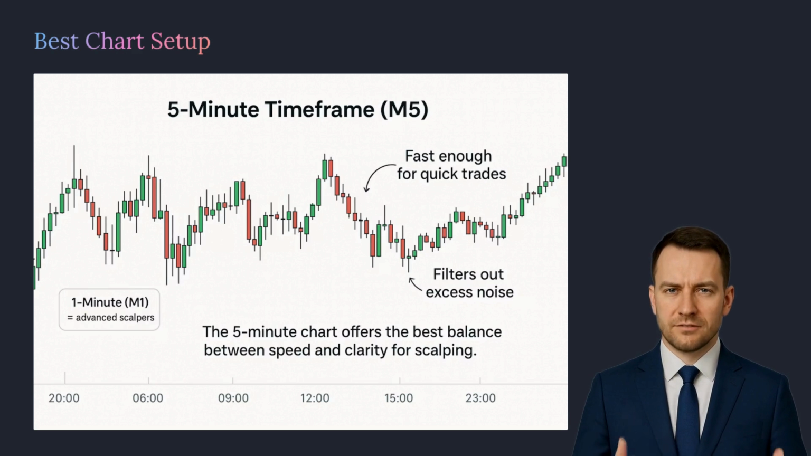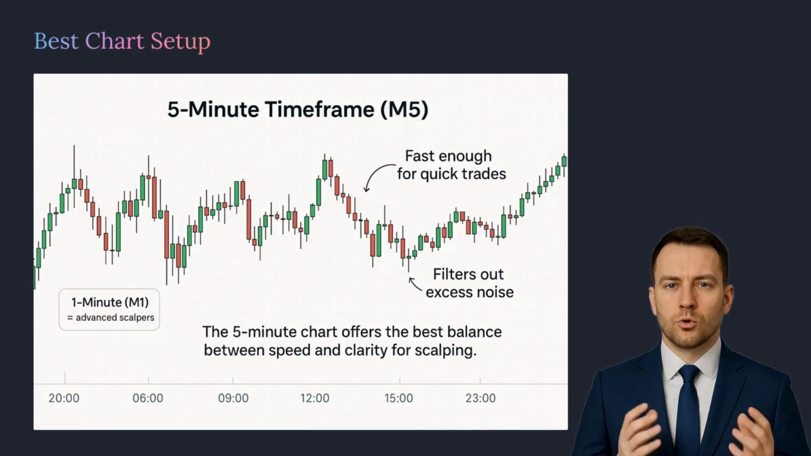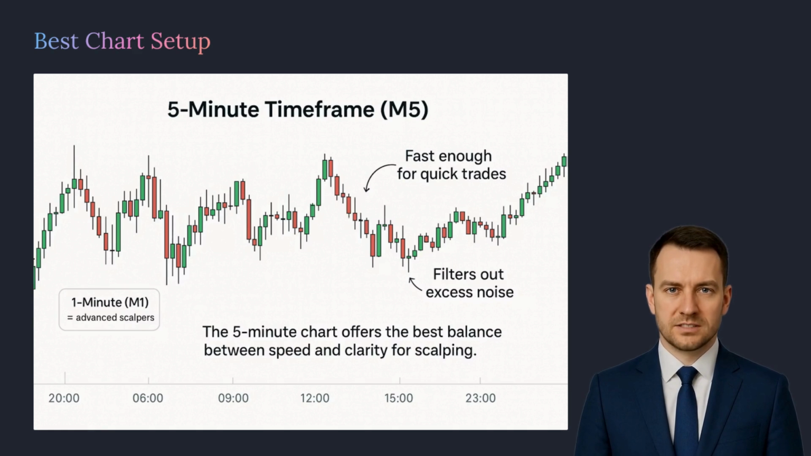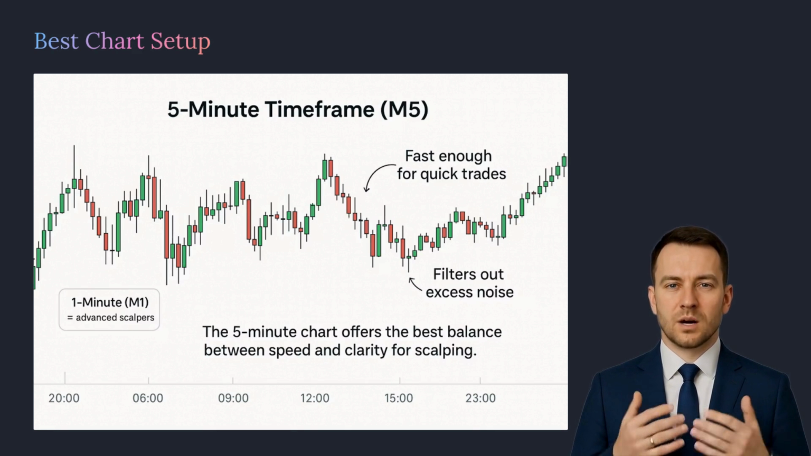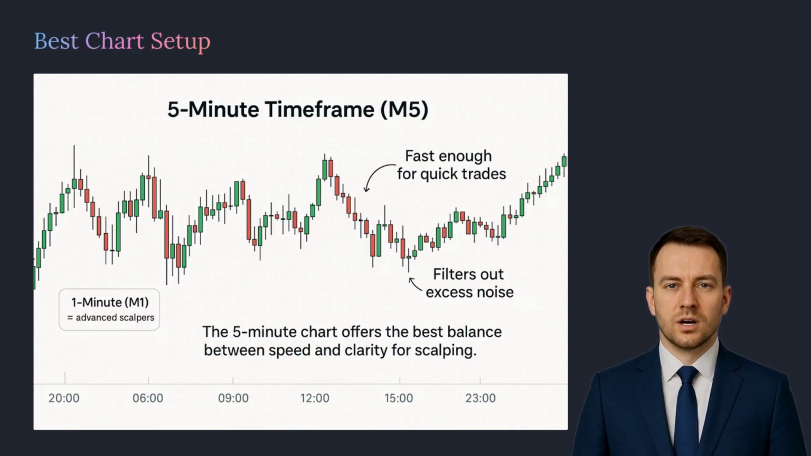Set your chart to a 5-minute time frame, M5. The 5-minute chart is generally considered the optimal time frame for this strategy, offering a balance between capturing quick moves and filtering out some noise. According to a 2025 scalping guide, a 5-minute chart with the right settings provides a good mix of responsiveness and reliability. Experienced scalpers can experiment with the 1-minute chart for even faster signals, but beginners should start with 5M to have a bit more clarity.